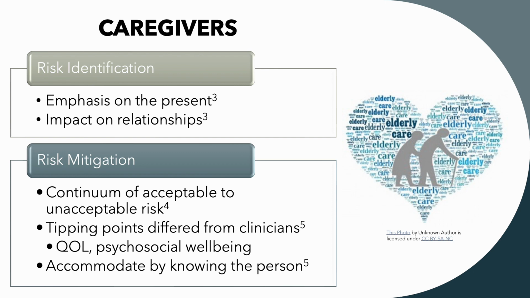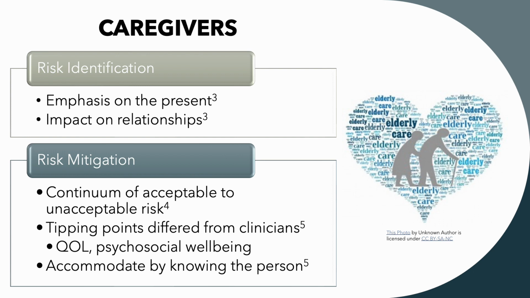Caregivers most often identify with risks that are related to the present and impact on relationships. The literature varies about tolerance for risk. Some indicate that clinicians feel that caregivers are less tolerant of risk compared to clinicians, while other literature suggests caregivers are more tolerant of risk.